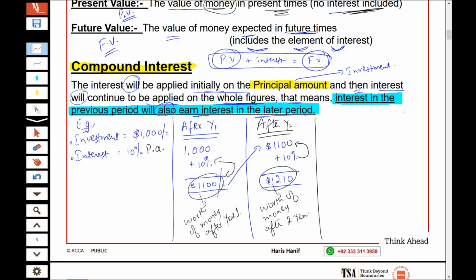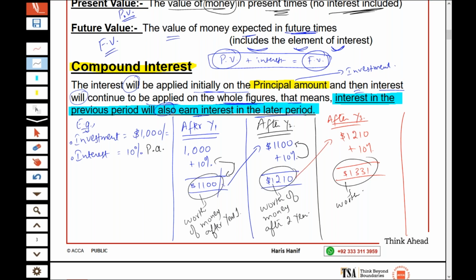This is the compound interest. After year three, it would become 1,210 plus 10%, which is 1,331, and so the cycle will continue. This is the worth of money after 3 years.